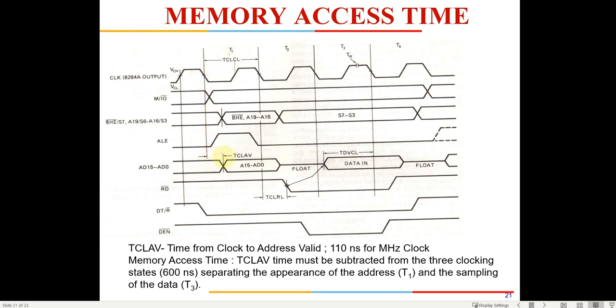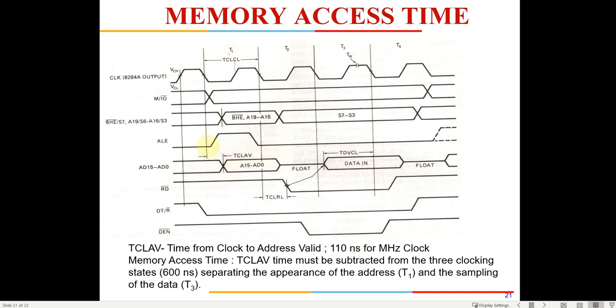There is going to be some definite time required for the address to become stable on the bus. Before that, if you try to compute the address, there could be some errors, because the moment the clock is gone, the microprocessor starts putting the address data onto the address bus. So it is going to take some finite time for the address to get stabilized. That time is known as TCLAV, the time taken from clock to address valid. Generally it is 110 nanoseconds for a 5 megahertz clock.